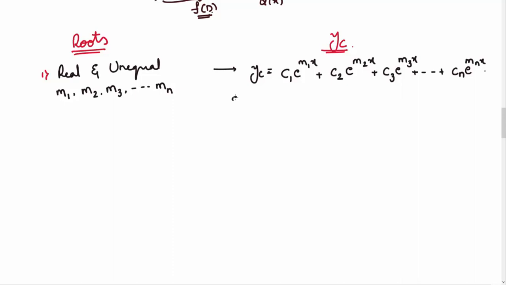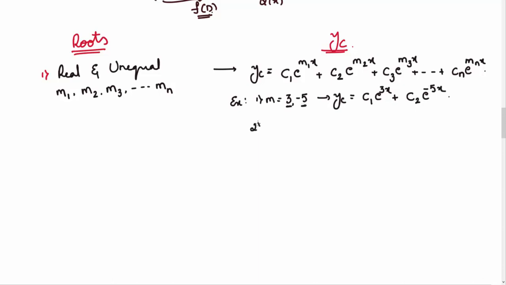Like say, for example, if I am having the roots as m is equal to 3 and minus 5. As we are having 2 roots, we have to put 2 arbitrary constants in yc. Then yc is given by c1 e to the power 3x plus c2 e to the power minus 5x, as the roots are 3 and minus 5.